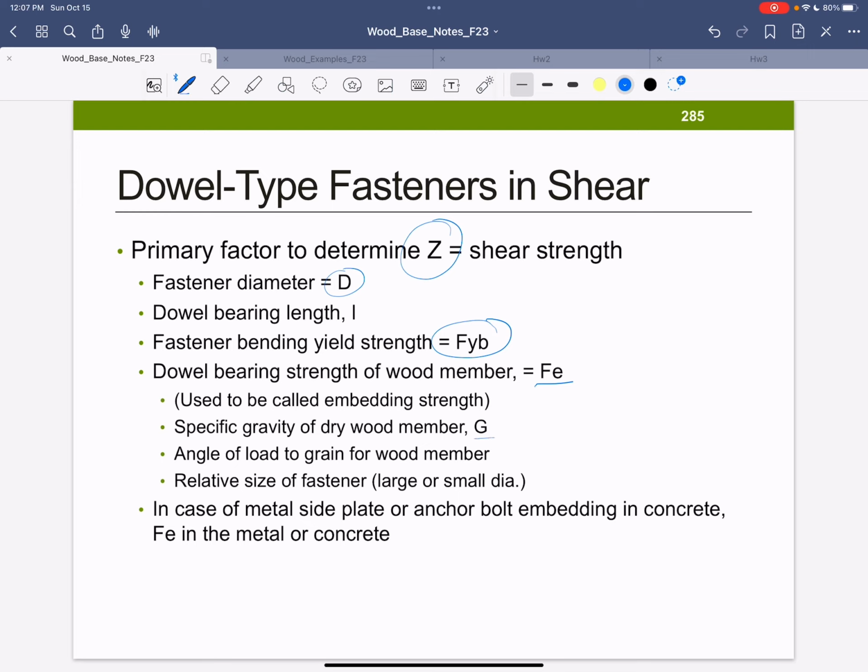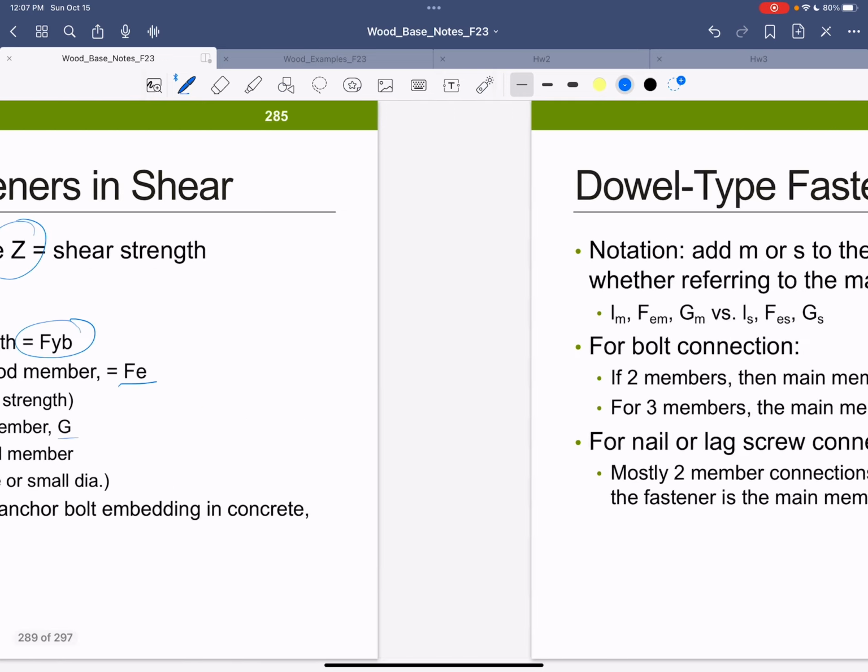We've got the specific gravity again. We've got the angle of load to the grain and the size, diameter of the fastener, which are all things that the bearing strength depends on. And if we have a metal side plate or an anchor bolt embedded into concrete, it's the F sub E of the metal or the concrete in that case.